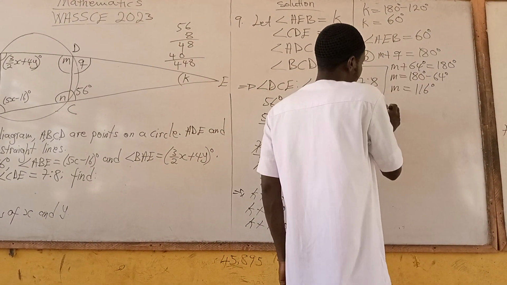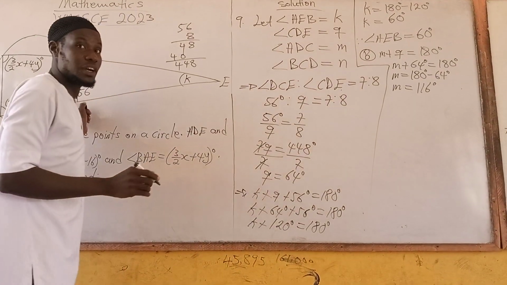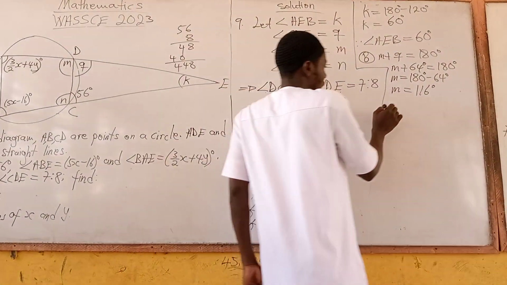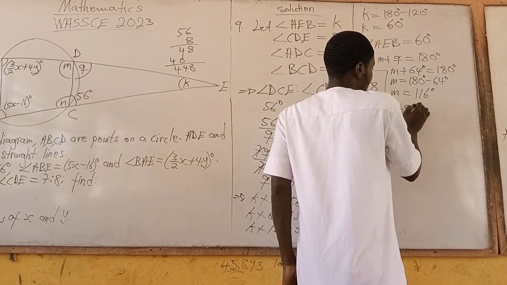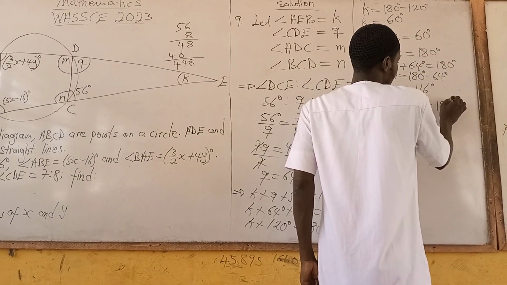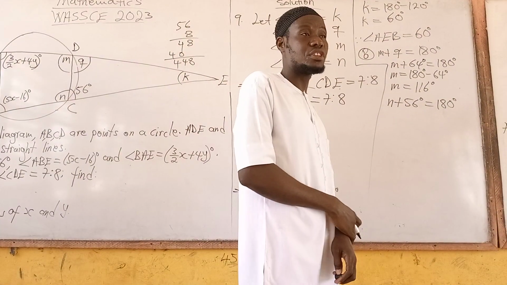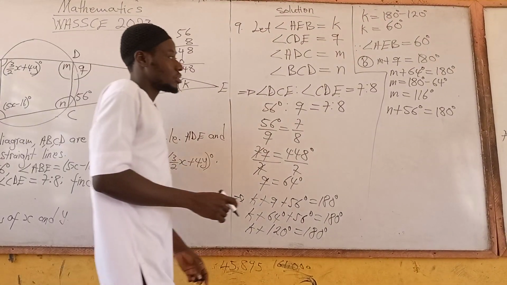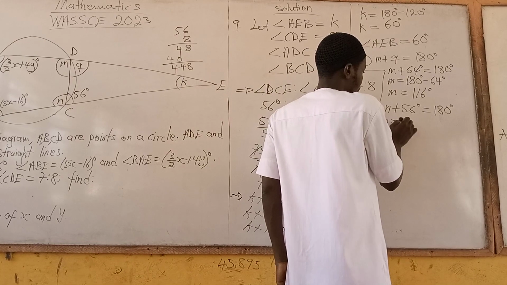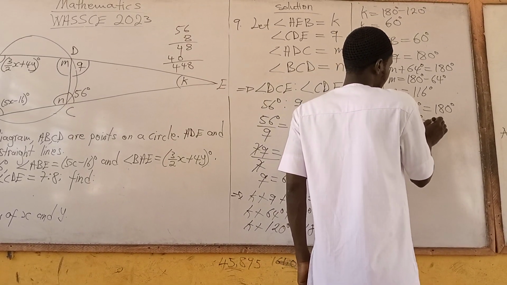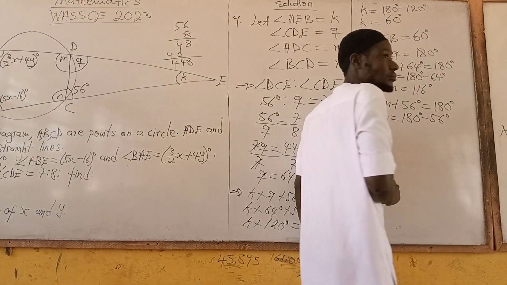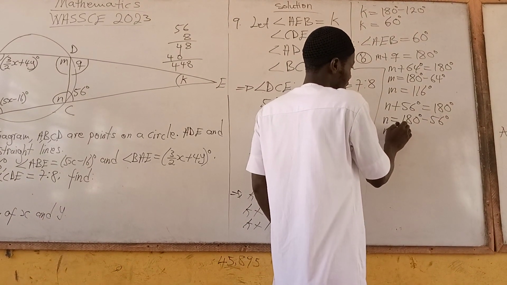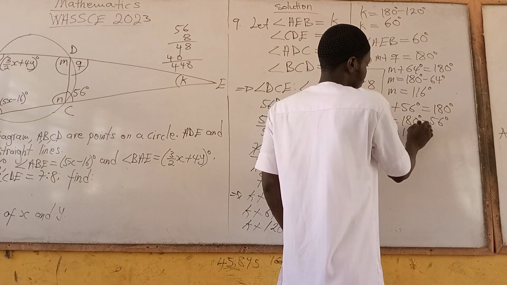Then we come and find angle N. We have N plus 56 degrees equal to 180 degrees, because these are also adjacent angles on a straight line. This angle N and this angle. So N is equal to 180 degrees minus 56 degrees. We have N is equal to 124 degrees.